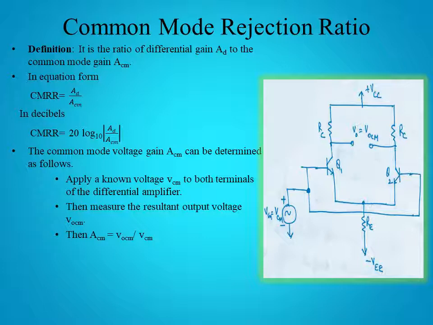Now in this diagram, see here, we are applying VCM, and this input signal is applied to both Q1 and Q2. Then we measure the output voltage VOCM. Output is taken across both the collectors. This VOCM and the input voltage VCM together produce ACM. So ACM is VOCM upon VCM.